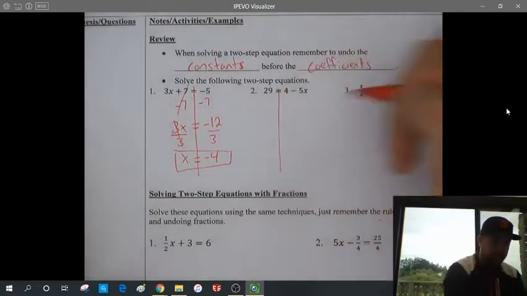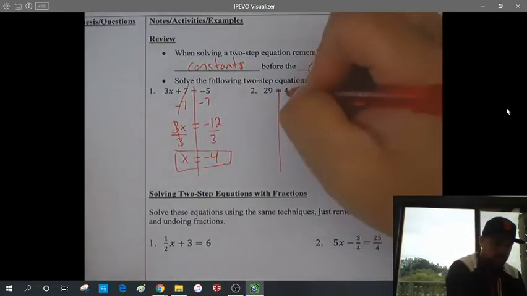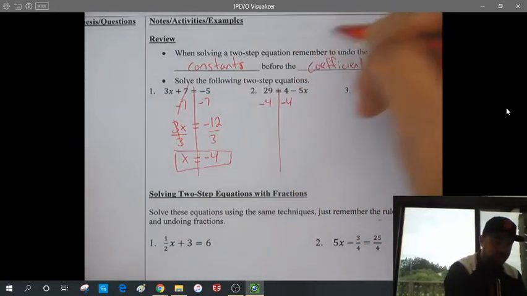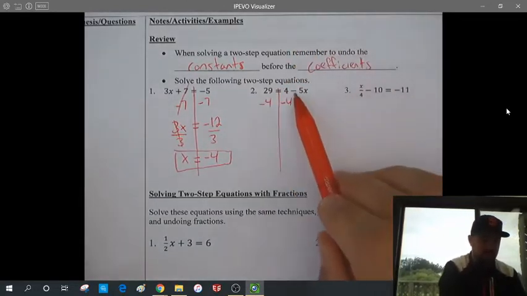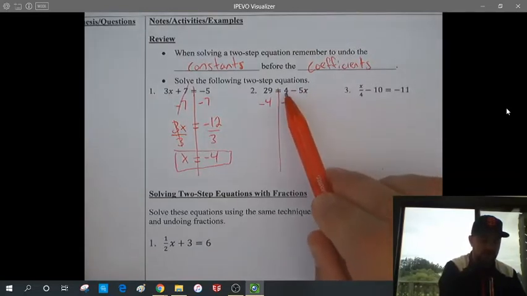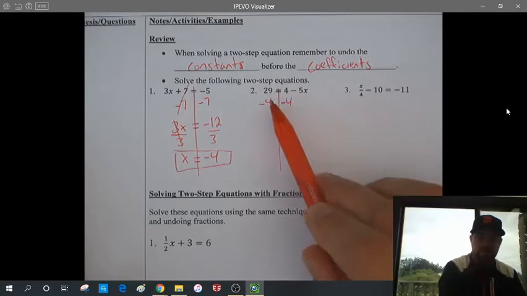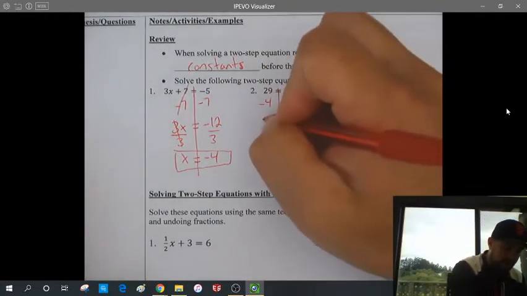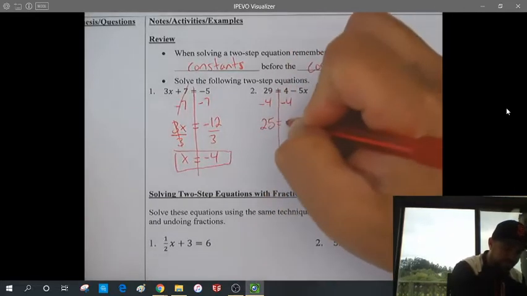Okay, for number 2, the 4 is the constant, so I'm going to move that. Even though there's subtraction in between that and the 5x, it's the 5x that's really the negative term. The 4 is really a positive here, so I'm going to be subtracting 4 first. And when I subtract 4 from 29, that gives us 25.